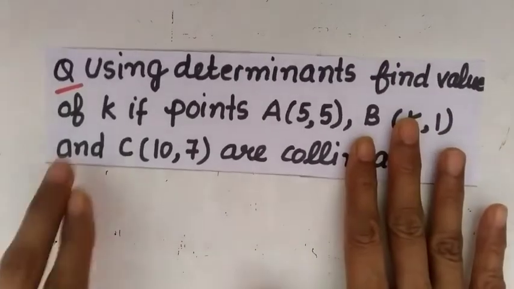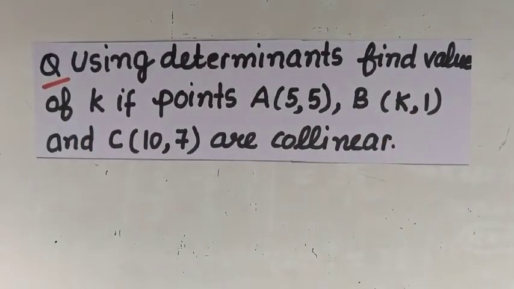So our next question is, using determinants find the value of k if points A(5, 5), B(k, 1) and C(10, 7) are collinear. So students, it is also very simple. In this question it is already given that all these 3 points are collinear. Okay, and in the previous question we proved these 3 points are collinear, but in this question it is already given that all these 3 points are collinear. Okay, and we have to find the value of unknown k.